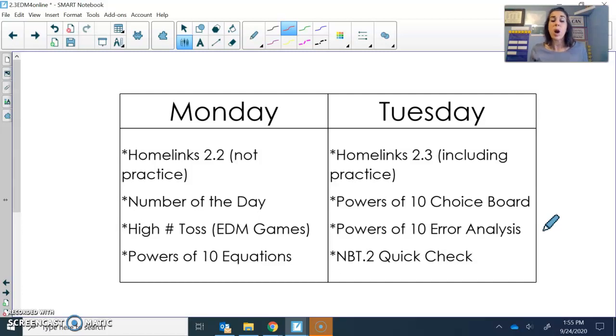On Tuesday, you'll be doing HomeLinks 2.3. This time you will include the practice. Then you'll be doing the Powers of 10 choice board. Please remember, like the instructions say, to circle the choice that you are working on, so that way Mrs. Bieber knows what you are answering. You are also doing the Powers of 10 error analysis. Again, please read those instructions very thoroughly. They are the instructions that Mrs. Bieber writes on the outside of the activity. Then you are doing your quick check. That quick check is going to be graded.